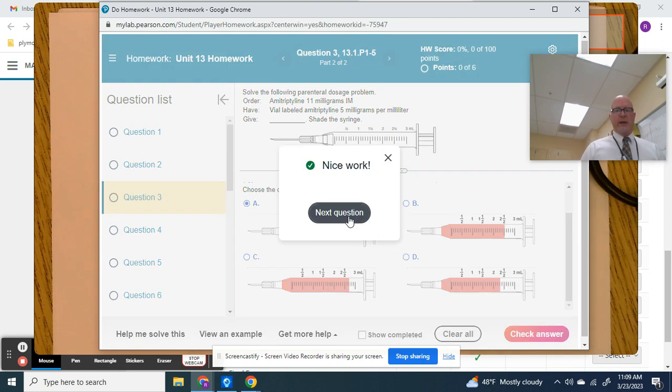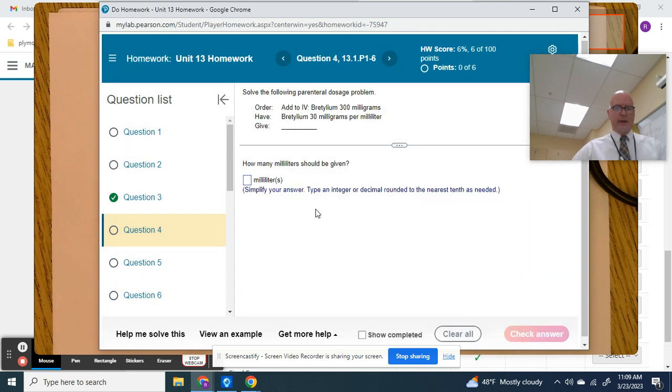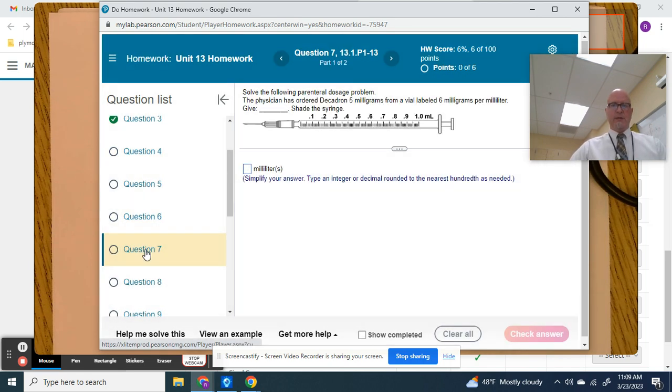Okay, so to recap that first question, you have to answer it the same way we've been trying to answer it, and then you have to answer the question that has to do with syringes. Okay, all the way down to question 3 through 7. Number 7 might have something about a syringe. It gives you the milligrams, the doctor's order, and the strength, and then it just shows the syringe, and you need to shade it or show the shade. Okay, so those are questions 3 and 7.